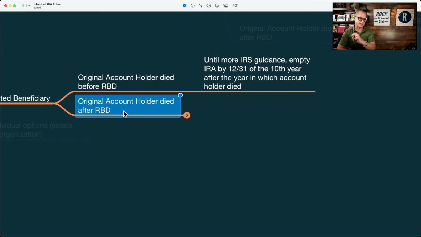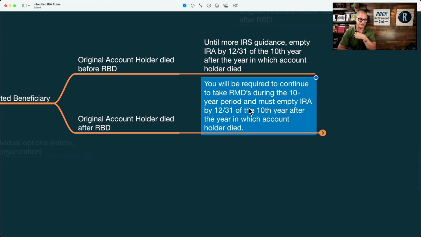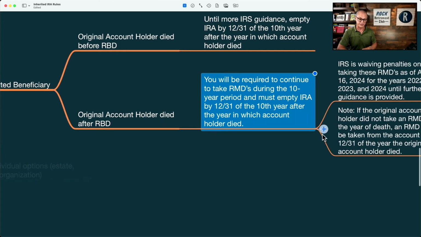But what if the owner died after they were required to take required minimum distributions? In that case, you will be required to continue to take required minimum distributions during the 10-year period and must empty the account by December 31st of the 10th year after the year in which the holder died.